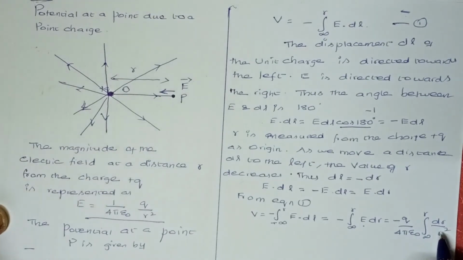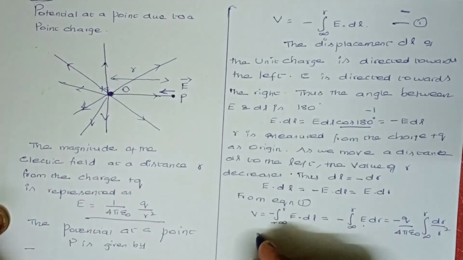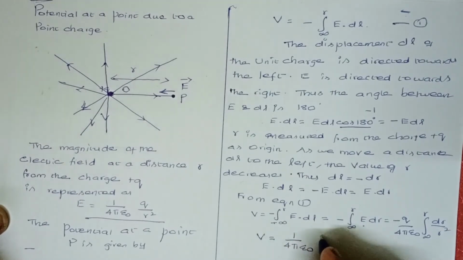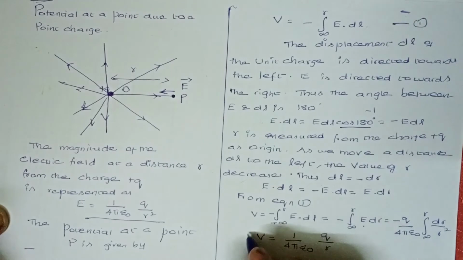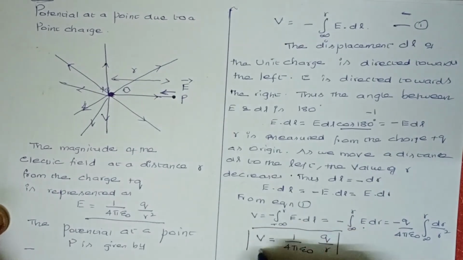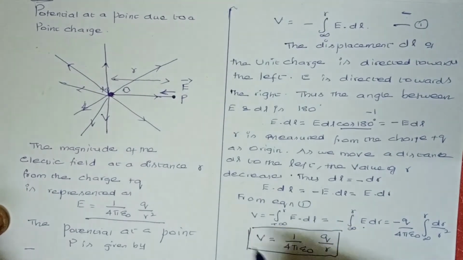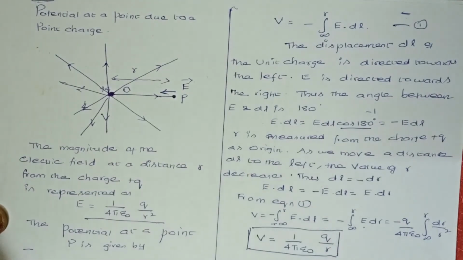So DR by R square, what is the integration of DR by R square? 1 by R square DR. When we integrate this, 1 by 4 pi epsilon naught Q by R will come. So this is the electric potential due to the point charge. This is the final result for electric potential due to the point charge. Okay.